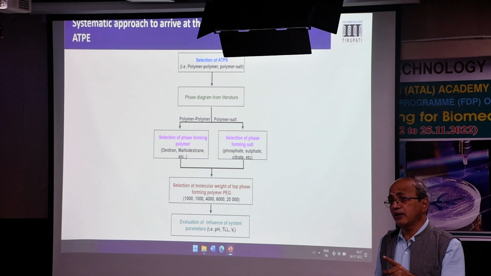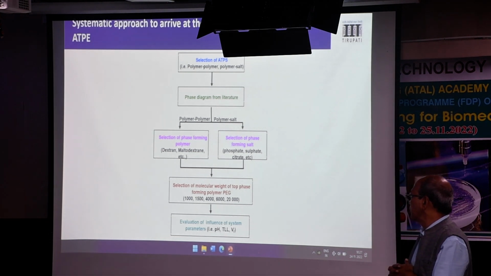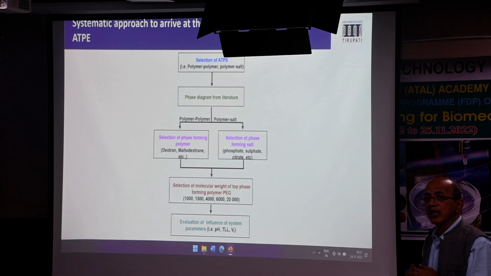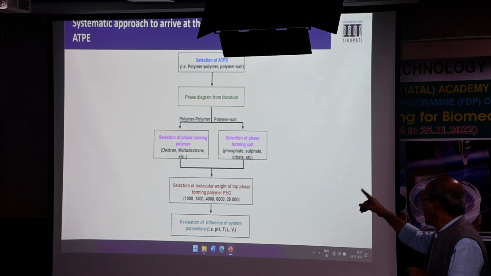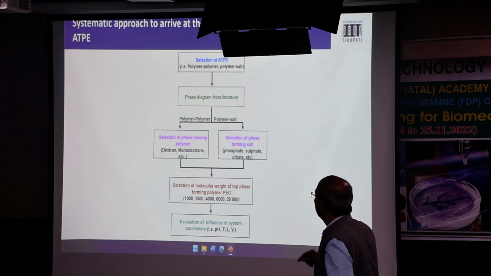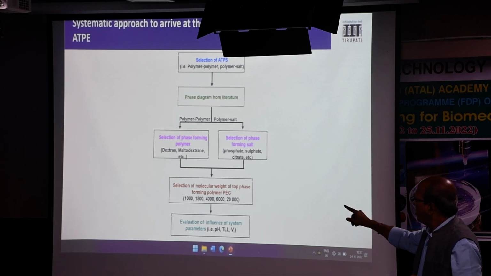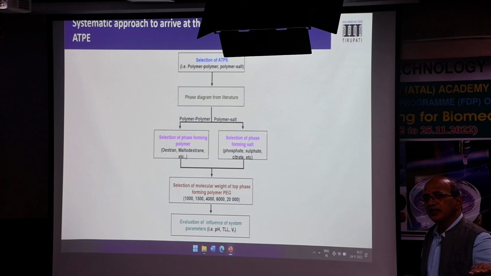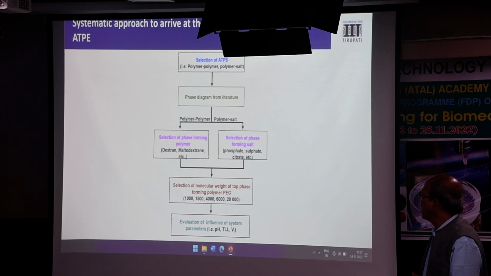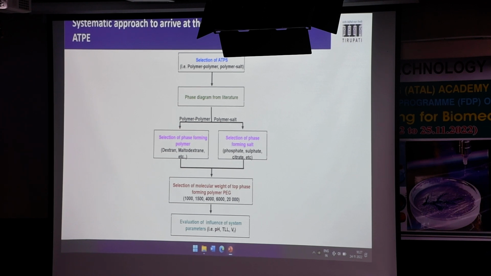In case it is not available, we will construct it. I'll take that example also, where we have done it for a PEG xanthan system. Then, once I have decided the phase-forming polymer, I will vary the PEG molecular weight. So I scan different molecular weights to find where I am getting maximum partitioning. Finally, I will go for pH, where my biomolecule is stable.